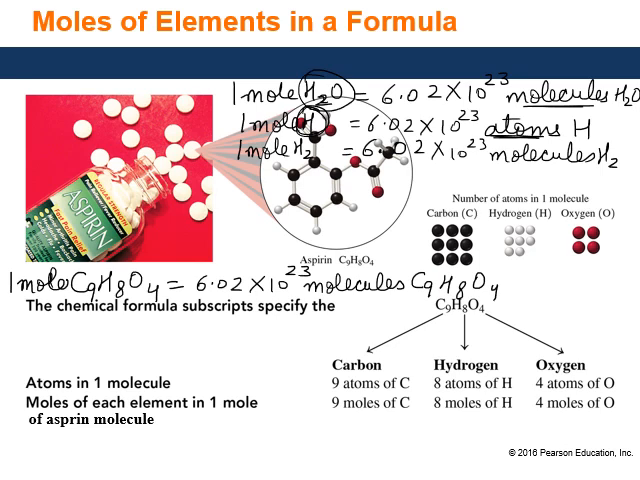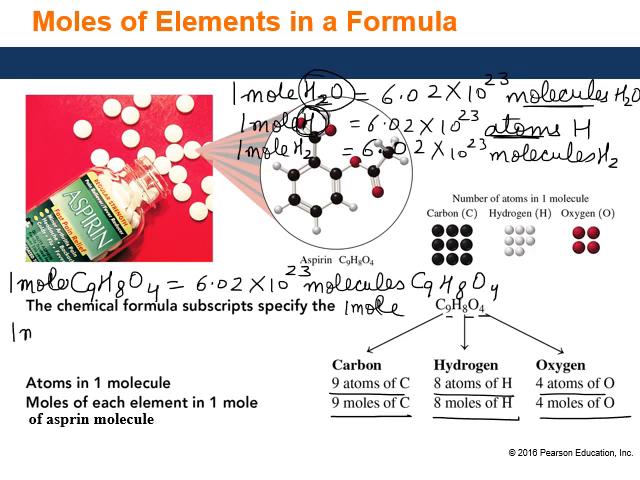Okay, now what if I'm interested in how many carbon atoms this has? How can you relate that? Remember, these subscripts tell you how many atoms are present. So in this compound, I have 9 atoms of carbon, 8 atoms of hydrogen, 4 atoms of oxygen. If you have 1 molecule of this, you have these many atoms. If you have 1 mole of C9H8O4, you have 9 moles of carbon, 8 moles of hydrogen and 4 moles of oxygen. So that's basically how you can get number of atoms from a molecule.